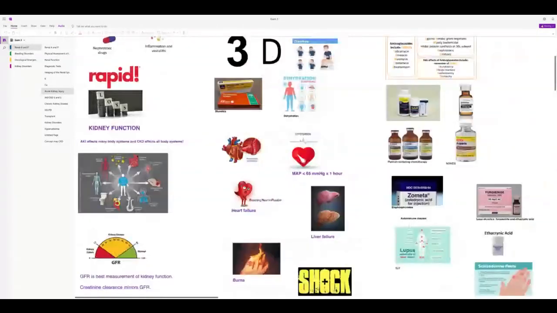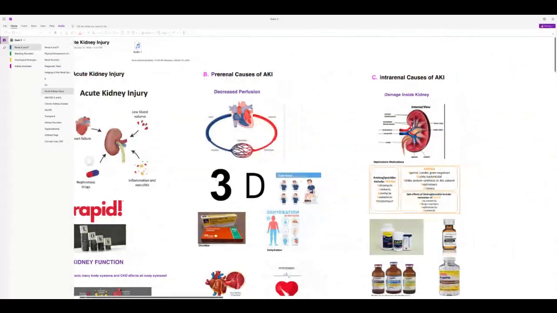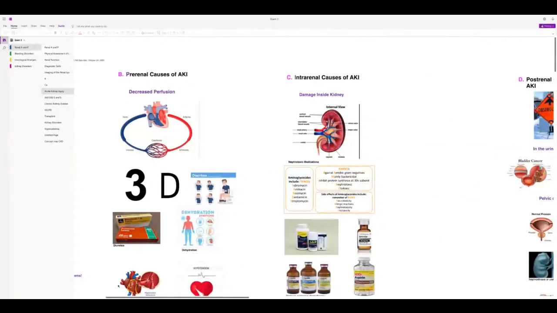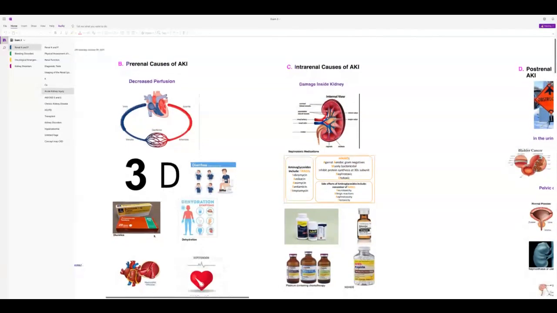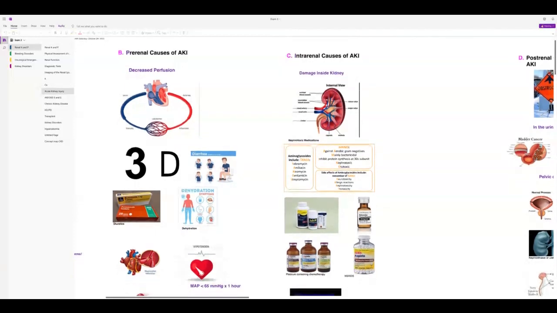Now, there's 3 kinds of causes of an AKI. So there's pre-renal, which means things that happen before the kidney, usually in the vascular system, like a low perfusion problem. And this is going to be 90% of your renal problems. So remember the 3 Ds: diuretics, dehydration, and diarrhea. Anybody that's had an MI, if the heart's not pumping efficiently, they're going to be at risk.